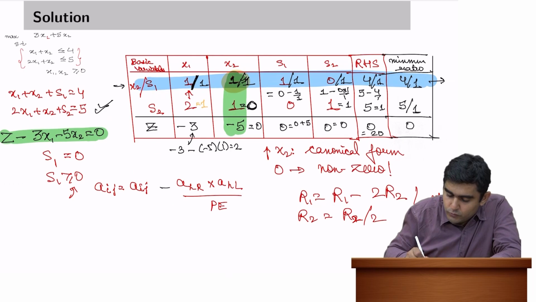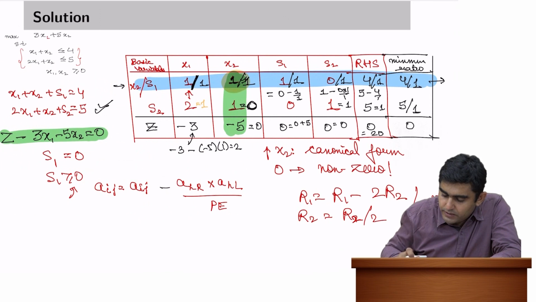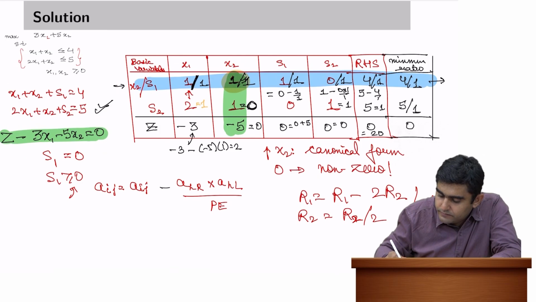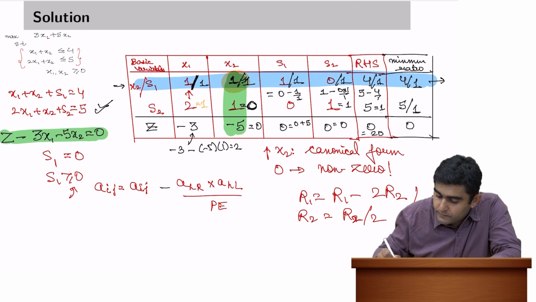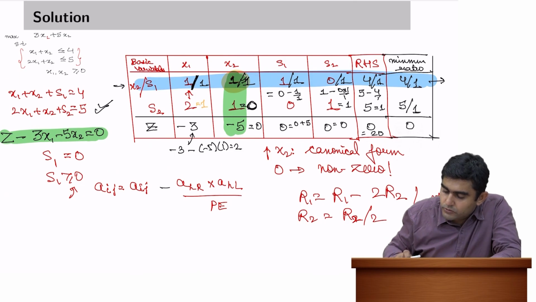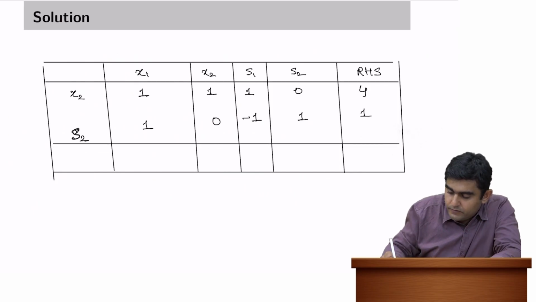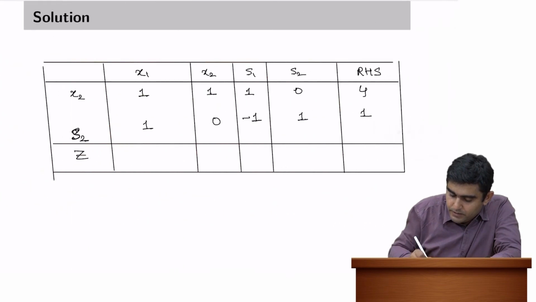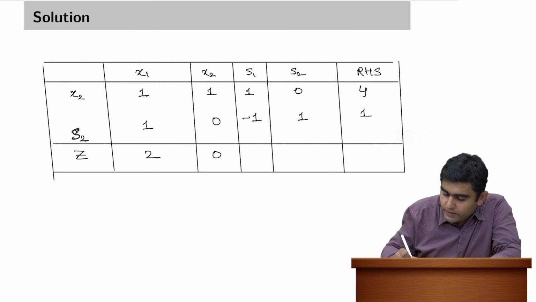Similarly, S2's 2 was updated to 1. This became 0. After that, I have -1. Then I had 1 and RHS. This 5 also became equal to 1. And when I talk about the objective function itself, z, the first coefficient becomes 2, the next one becomes 0. Following that, I have a value of 5, then 0 and 20.